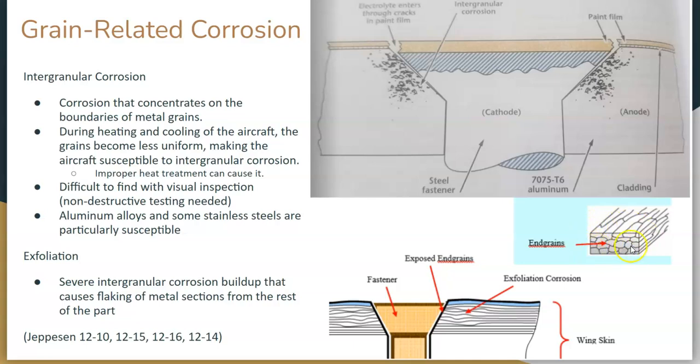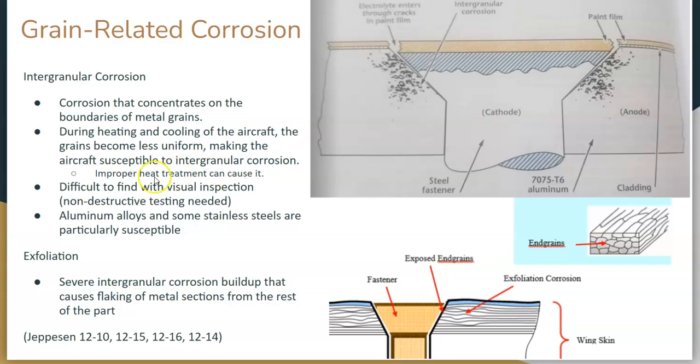Here's a diagram of what end grains look like, and you can see a cross-section of it over here, and you can see what it looks like in the context of some sheet metal and a fastener. So basically what ends up happening is that during the heating and cooling of the aircraft, the grains become less uniform with each other, and you can see that shown right here. And what happens when you have heating and cooling of the aircraft and the grains become less uniform is that it's more susceptible to this intergranular corrosion. And probably the biggest cause of it is improper heat treatment.